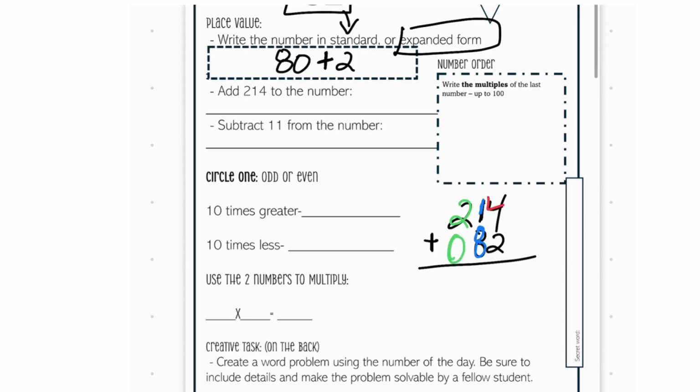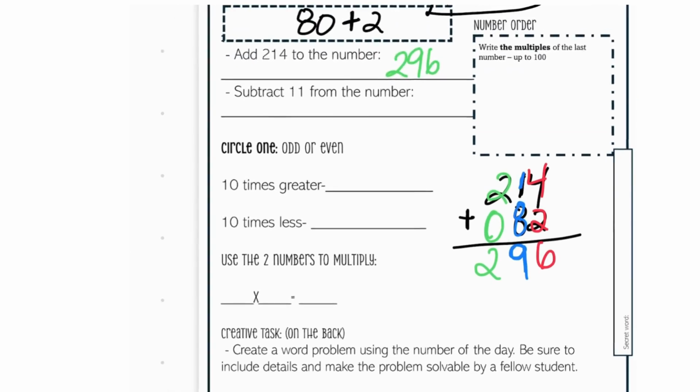So if we look in the ones place, we have a 4 and a 2. So we add those up, it becomes a 6. And then in our tens place, we have a 1 and an 8. That equals 9. And then we have a 2 and a 0, which gives us 296.